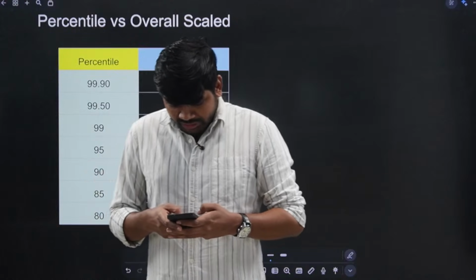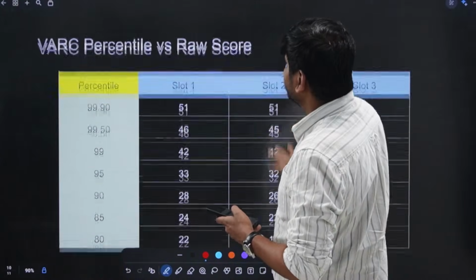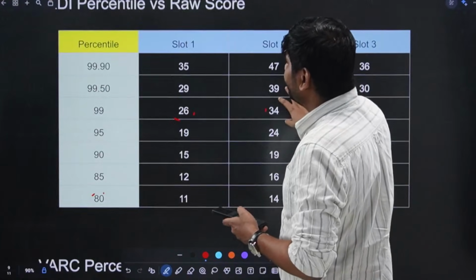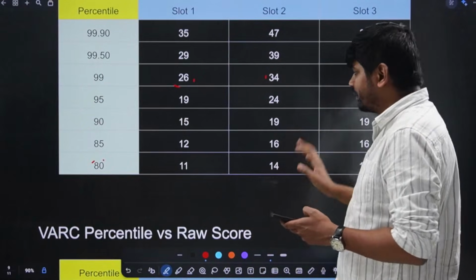The 75 percentile in DILR slot 2. So 75 percentile in DILR in slot 2 will be around 12 marks. Okay.